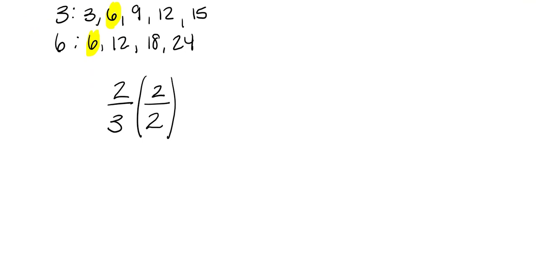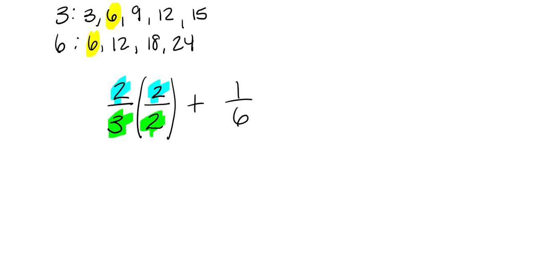Then we're going to go ahead and add the 1/6, and we can leave it because we want 6 to be our denominator. So it's good as it is. Then what we need to do is multiply the top numbers together, and then multiply the bottom numbers for the first fraction. So we get 2 times 2, which is equal to 4, and 3 times 2, which is 6.